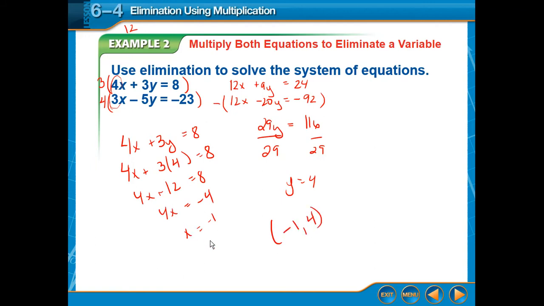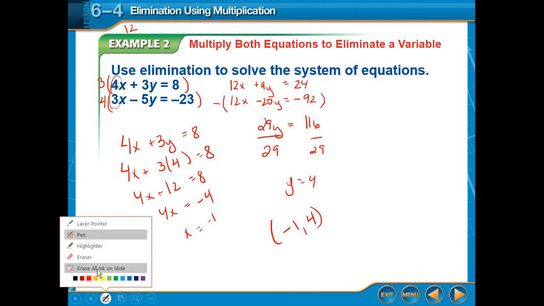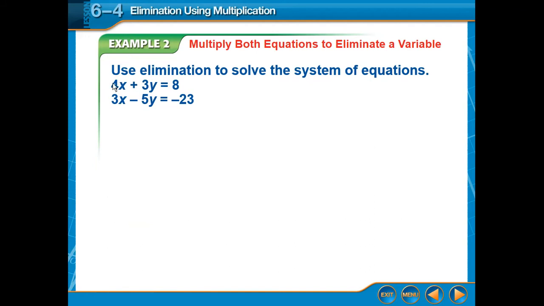This is one way to do it. You could also try to get rid of the y. I'm going to show you that really quick. So the least common multiple of 3 and negative 5 is going to be 15. To get 3 to 15, I'm going to multiply by 5. And to get 5 to 15, I'm going to multiply by 3. So the first equation becomes 20x plus 15y equals 40. And my second equation becomes 9x minus 15y equals negative 69.